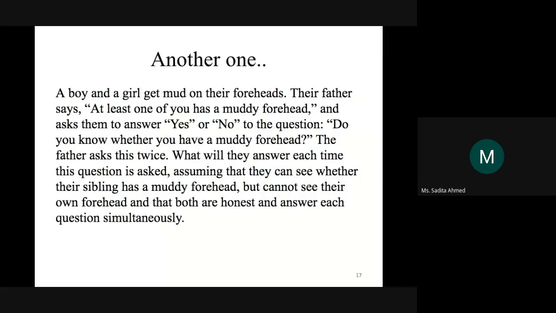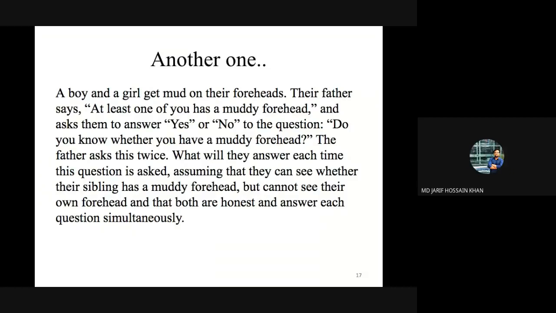If I did have a clear forehead and she saw that I don't have any mud on my forehead, and then the dad said that at least one must have a muddy forehead, in that case, she would have said yes, because she would have known that he does not have a muddy forehead, then I know that I have a muddy forehead. So I can answer yes. But she answered no. Why did she answer no? It means that I must have a muddy forehead. She can't see that.